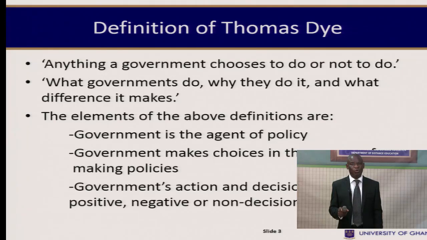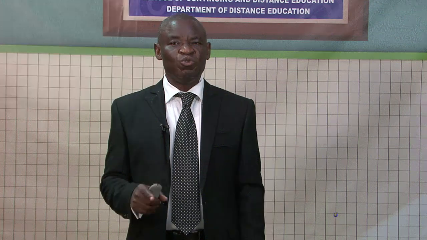The second one is that government makes choices in the course of making policies. In other words, policies are made, but they are made through choices. And a choice is the selection of an alternative from among a series of competing alternatives. Government actions and decisions can be positive, they can be negative, or they can be what we refer to as non-decisions. So what is a positive decision?